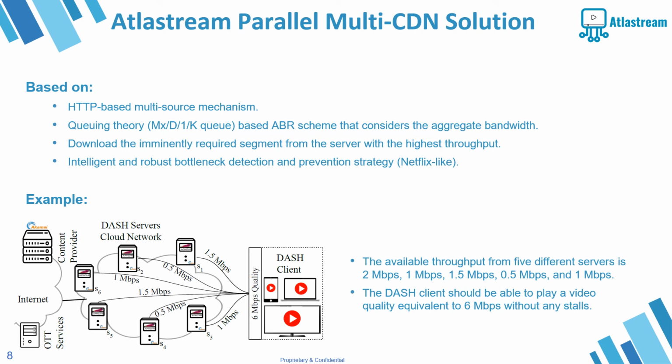It also helps to fully utilize the aggregated bandwidth from the servers and download the immediately required segment from the server with the highest throughput. As shown in the following example, the player that uses the Atlas Stream solution is able to get up to 6 Mbps quality without any stall. In contrast, the player that uses only one CDN at a time will get only 1.5 Mbps, and the mentioned problems in the previous slides will be more aggravated in the case of ultra high definition content.